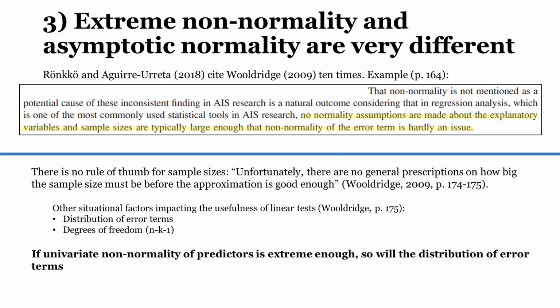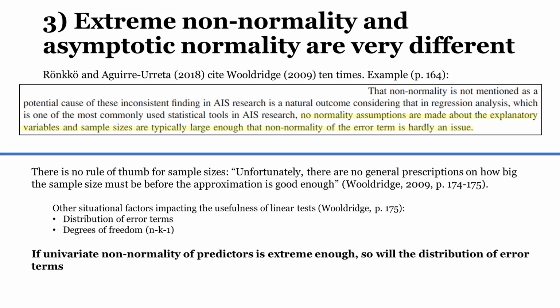The researchers also borrow heavily from Wooldridge, citing his econometrics textbook 10 times. Here is an example. The authors state, quote, "No normality assumptions are made about the explanatory variables, and sample sizes are typically large enough that non-normality of the error term is hardly an issue," close quote.